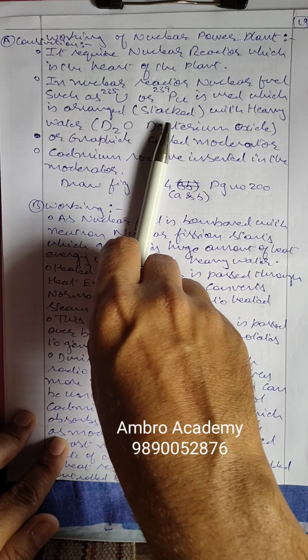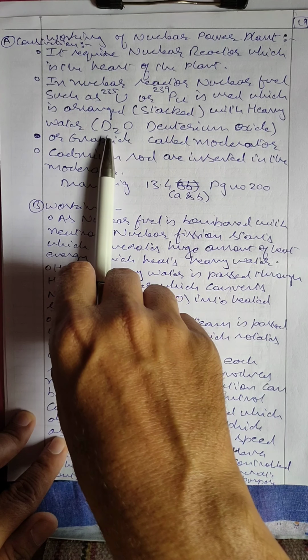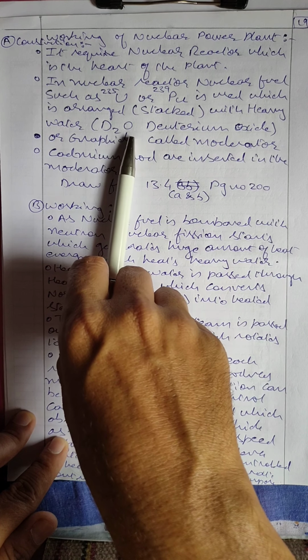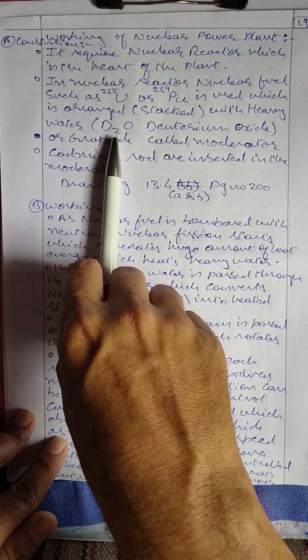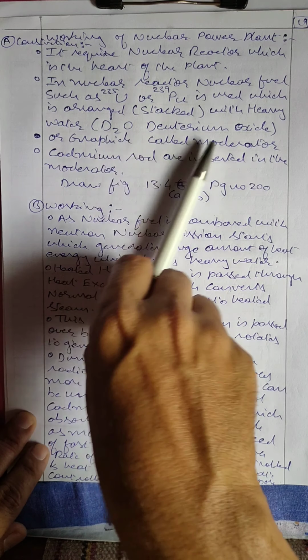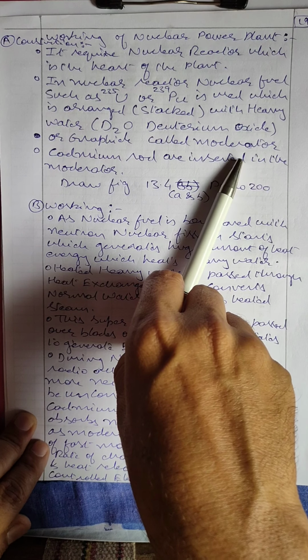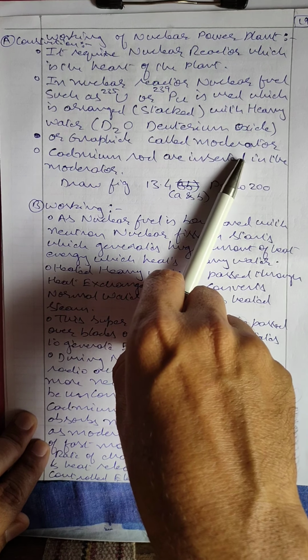...which is arranged or stacked with the heavy water D2O. I think everyone knows D is deuterium. D2O is deuterium oxide. Like we are having water H2O, deuterium D2O is heavy water. Along with deuterium, we are using graphite as a moderator. And what is a moderator? We will learn in the next part.